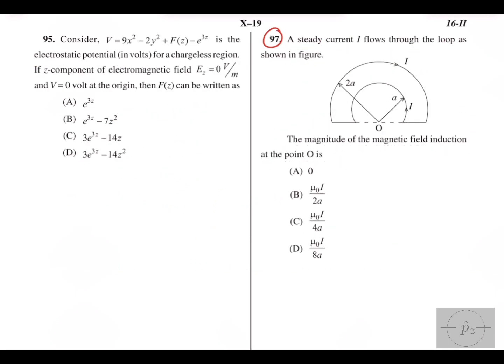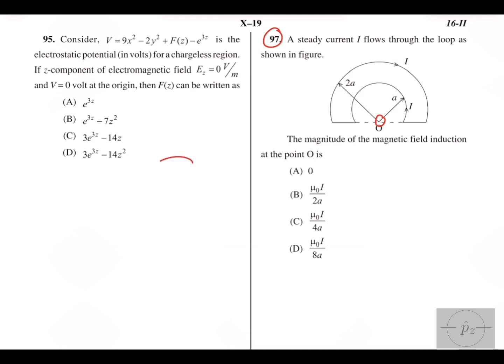Problem 97. A steady current I flows through the loop as shown in the figure. The magnitude of the magnetic field induction at point O is. So O is supposed to be the center of the two concentric half circles.